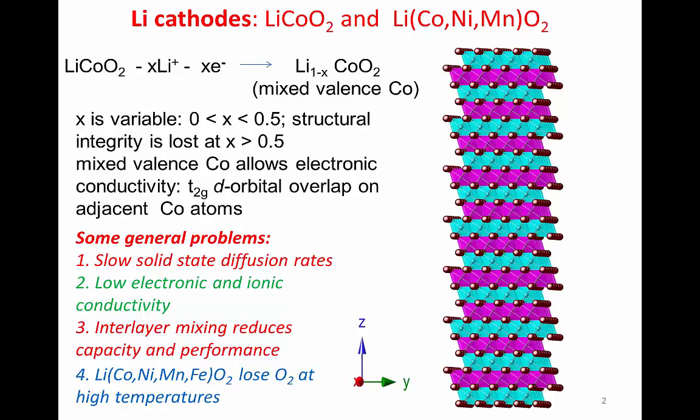And the fourth problem is that many of these materials, lithium cobalt oxide is okay, but some of the other layered rock salts lose oxygen at high temperatures, and this has an effect on the oxidation state of the cations and can have quite a dramatic effect on the voltage profile of the materials when it's used as a cathode during charge-discharge.